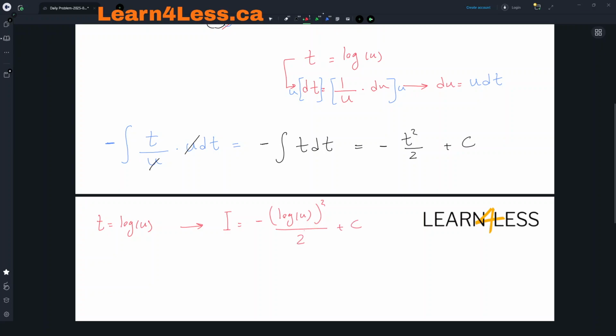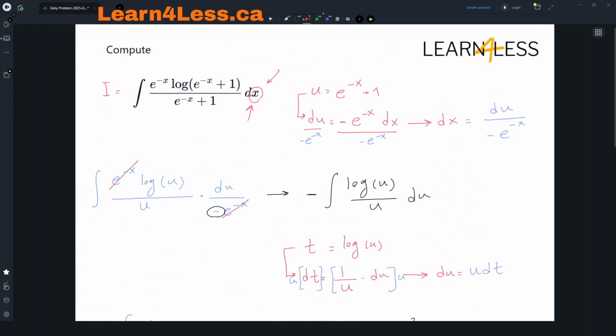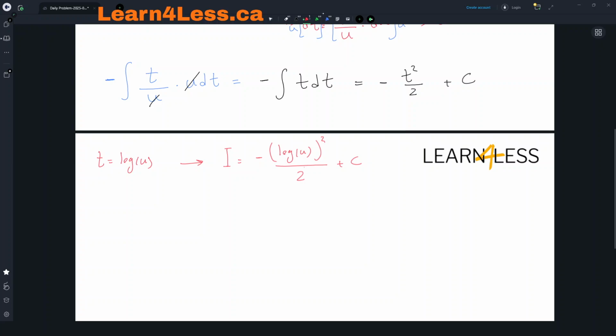Log of u squared over 2 plus c. But still, I need to get to x, our original variable, so I need to know what u is. U was introduced here: u is equal to e to the negative x plus 1. So I can rewrite that by substituting u with this. The original integral is equal to negative log of e to the negative x plus 1, all of that to the power of 2, over 2 plus c.